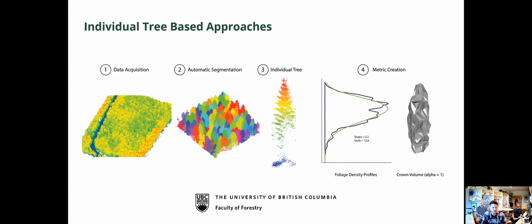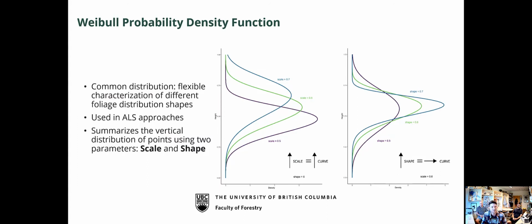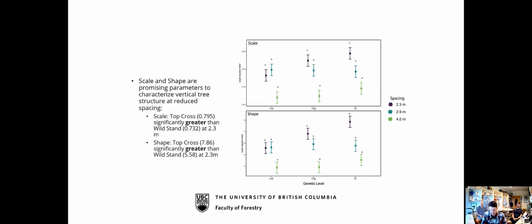For the individual tree approach, we first need to segment the trees before we can take these individual trees and create metrics such as Weibull probability density functions and also crown volume functions. The Weibull probability density function is very useful because you can easily summarize the foliage profile using just the scale and a shape parameter. Here we can see what happens when we increase the scale and the shape parameters on the left and the right.